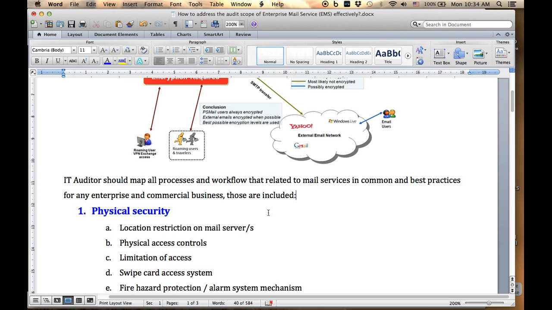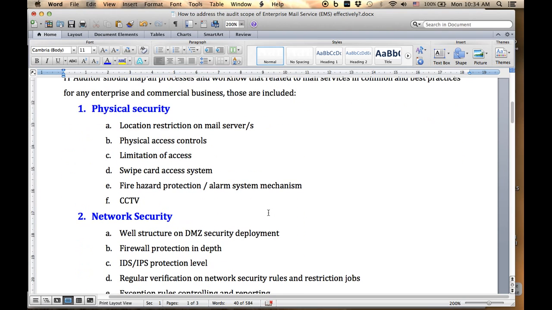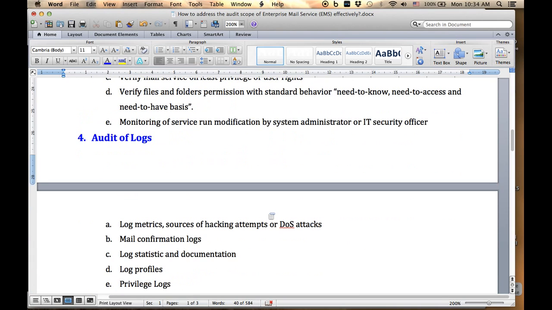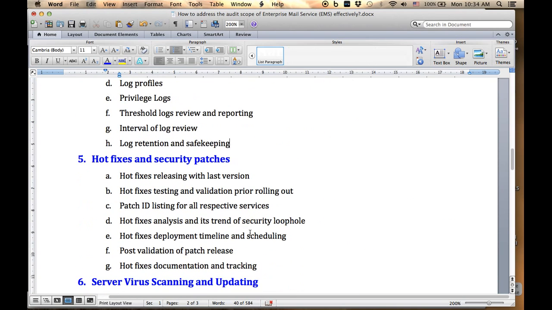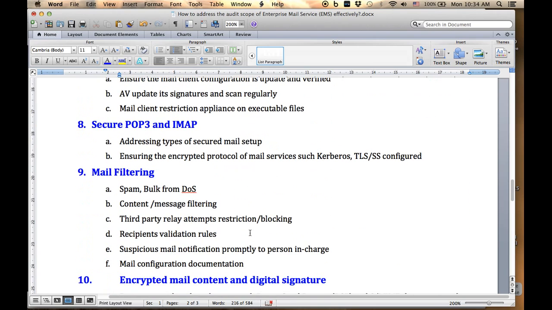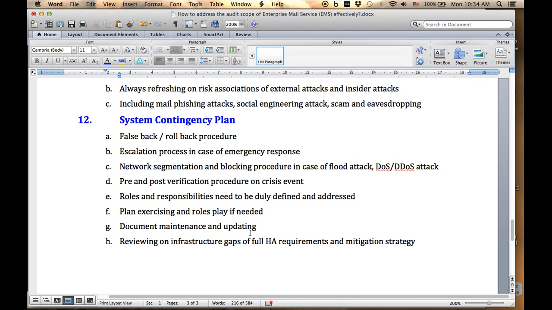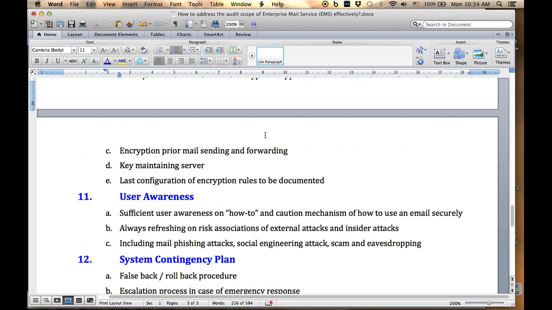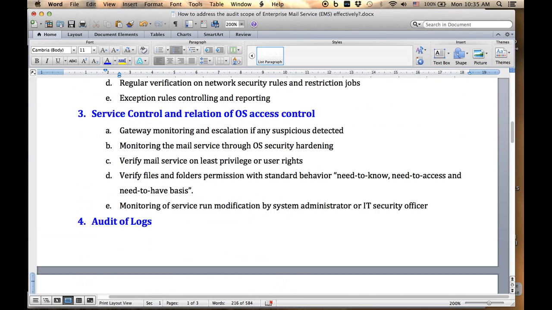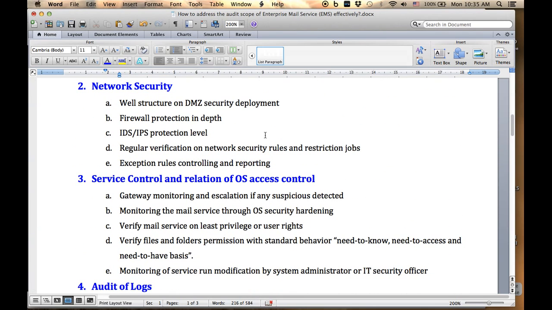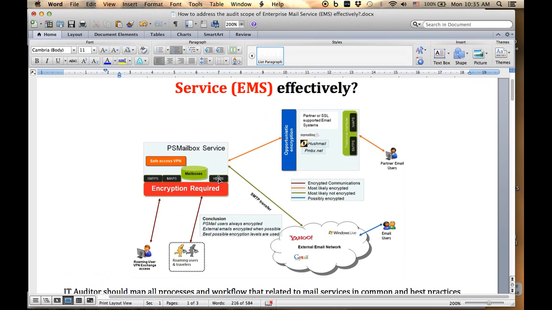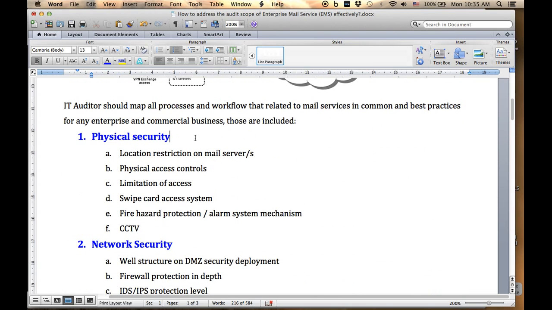So this is the process that I mapped and need to describe, so the auditor understands and verifies the critical processes and functions involved with the mail service. I defined 12 components involved with the security threats and vulnerabilities that can compromise the mail service and mail server. So this is just an example.